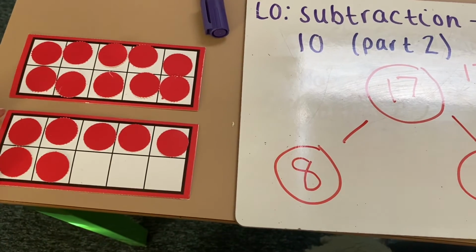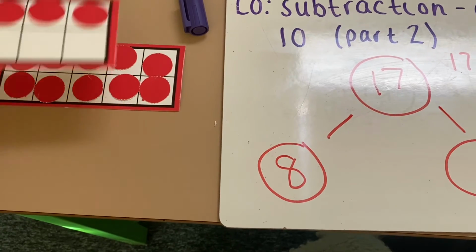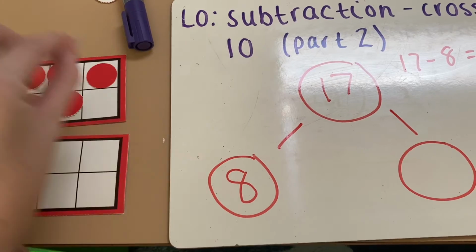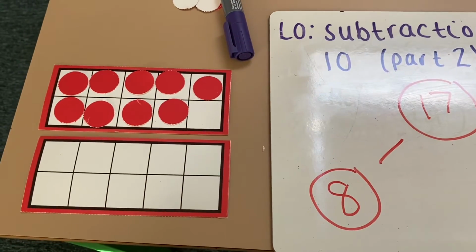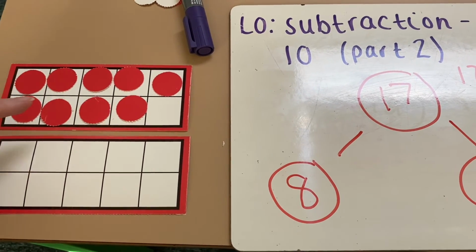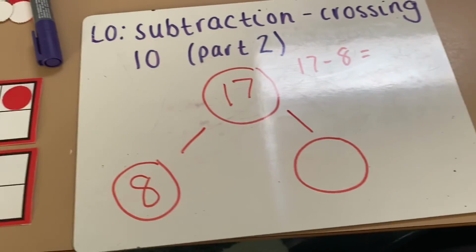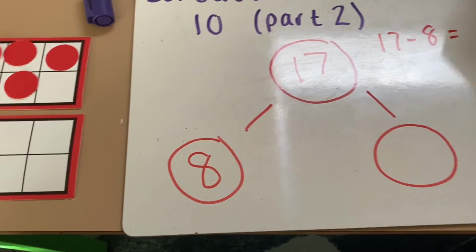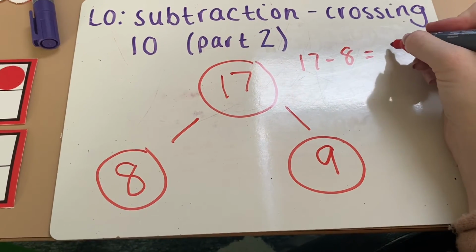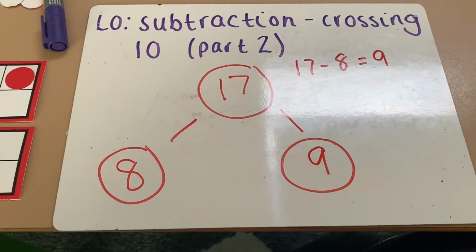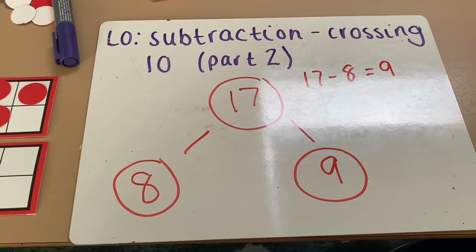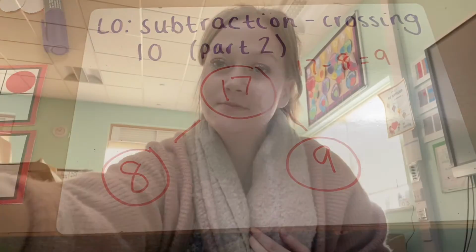So I know, how many have I got here? I've got 7 here, haven't I? So I'm going to tip those all off. And then I've got 1 more to take away. How many have I got left? Let's count them. We've got 1, 2, 3, 4, 5, 6, 7, 8, 9. So I know that my other part is going to be 9, and that 17 take away 8 is 9. Okay, so it's just another way of writing it down. Let's have a go then at just doing it with our numbers, and we can just count.